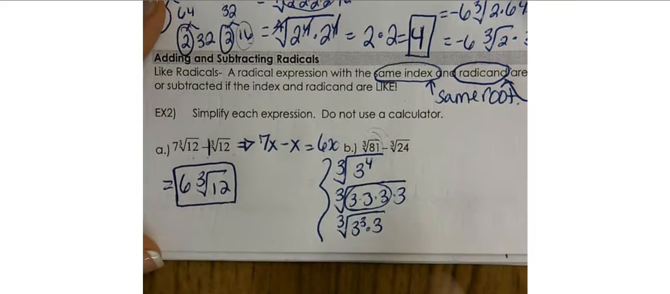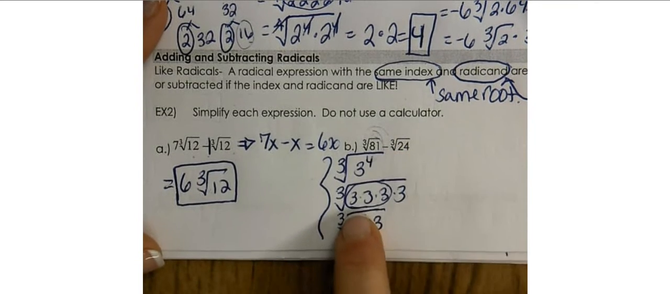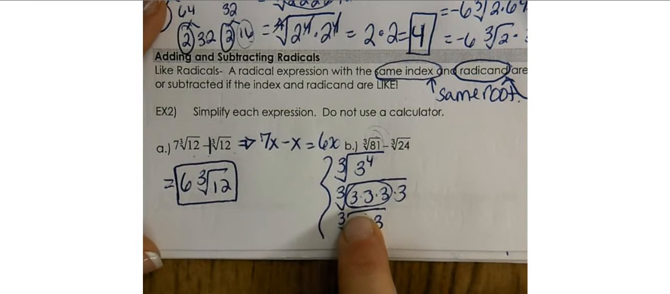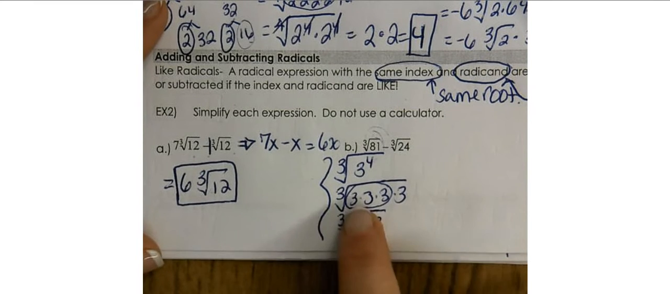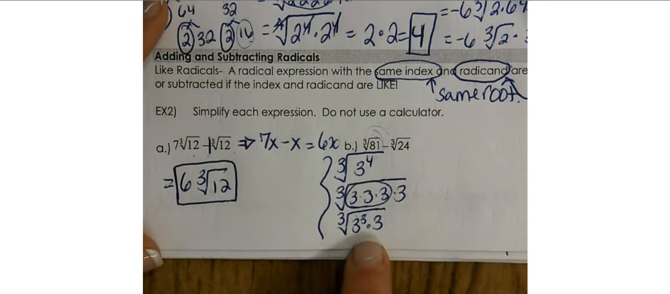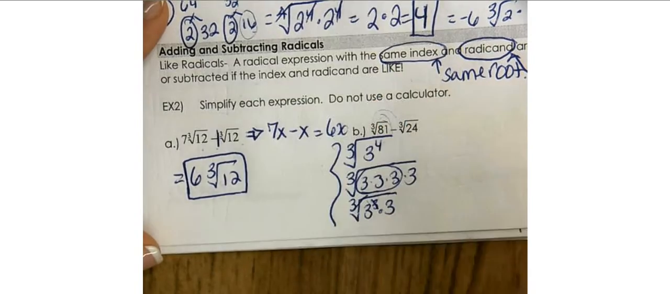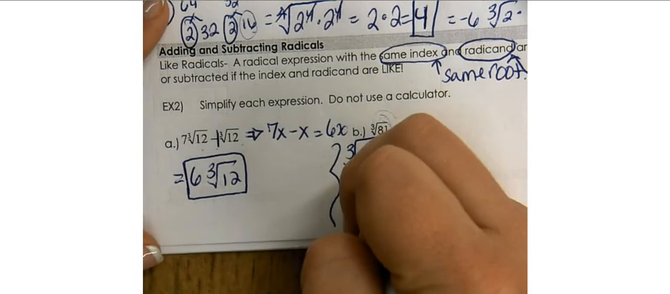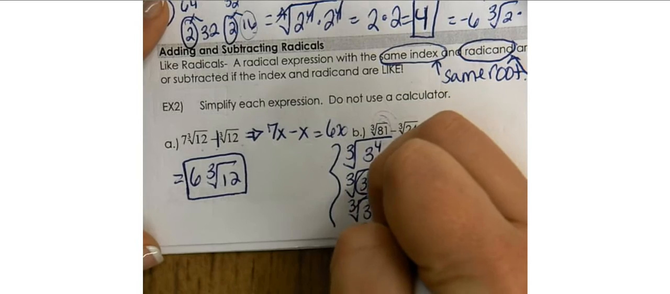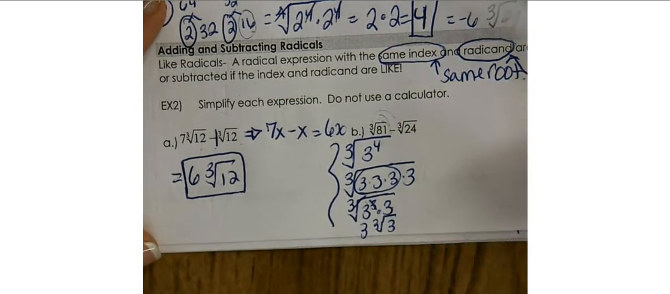All I did here was rewrite 81 as 3 to the 4th. I expanded it to show what 3 to the 4th really means, and then I was able to find a group of 3 3s. So this is 3 to the 3rd times an additional 3. The 3 and the cube root would eliminate for the first part, leaving us with 3 times the cube root of 3, because this 3 is left over. So 3 times the cube root of 3.